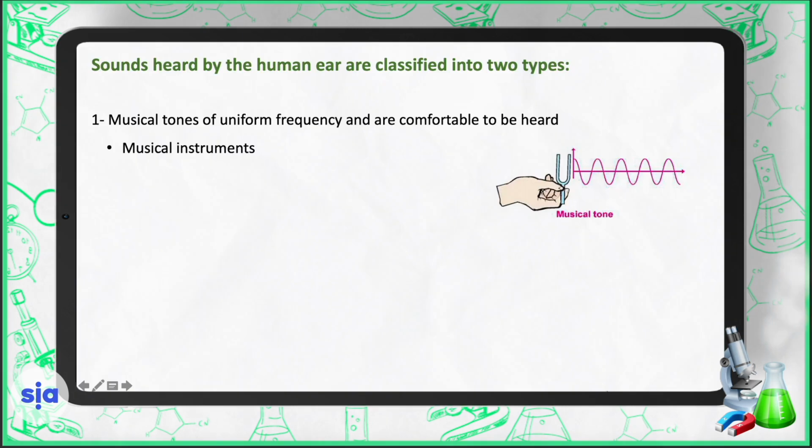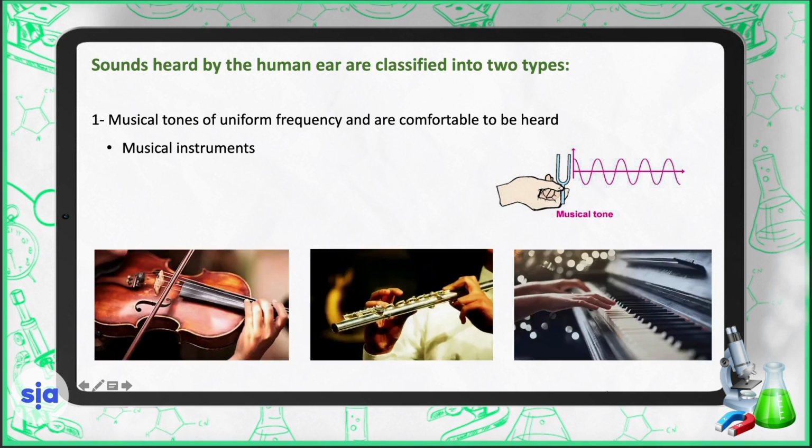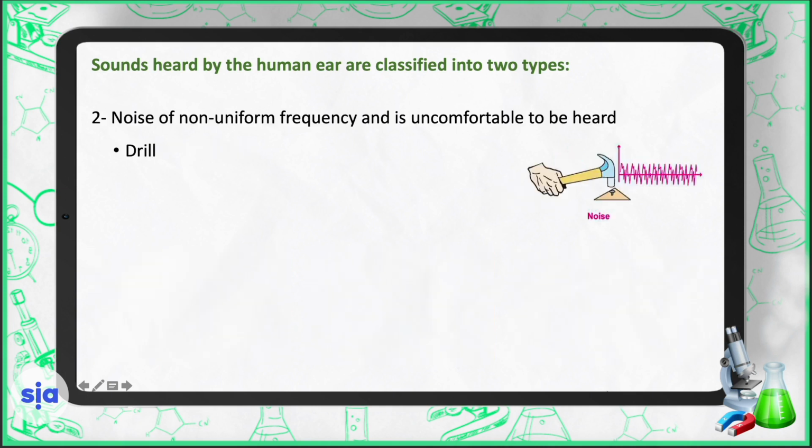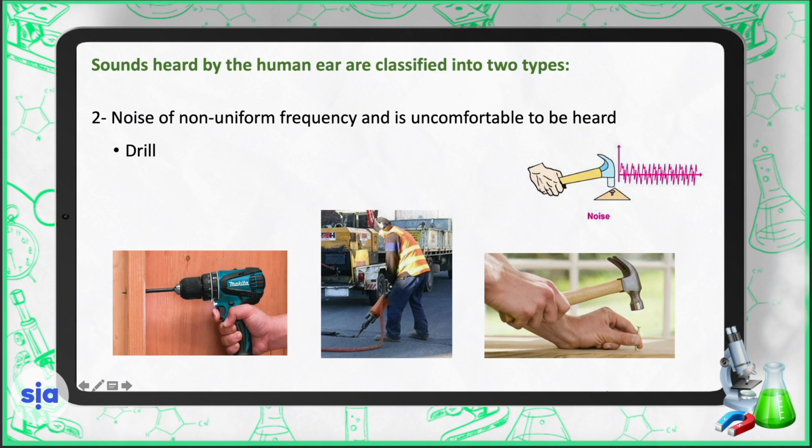Sounds heard by the human ear can be classified into two types: musical tones and noise. Let's see together. Musical tones have uniform frequency and are comfortable to hear, like the violin, the flute, and the piano, musical instruments. While noise has non-uniform frequency and is uncomfortable to hear, like the drill and the sound of a hammer.